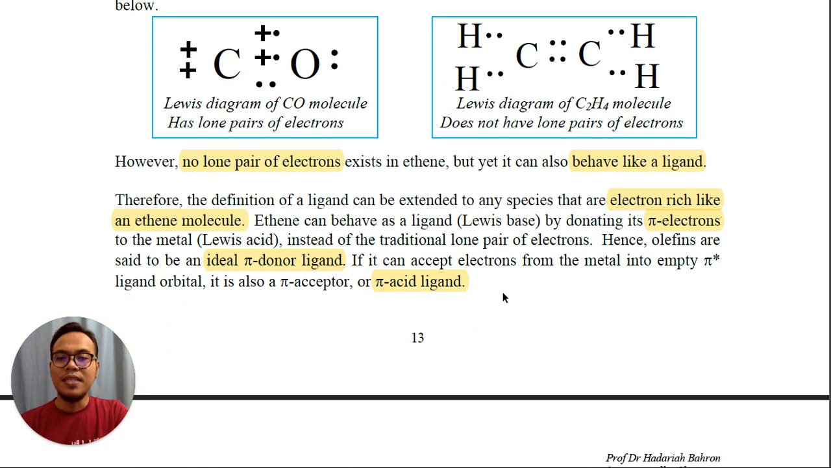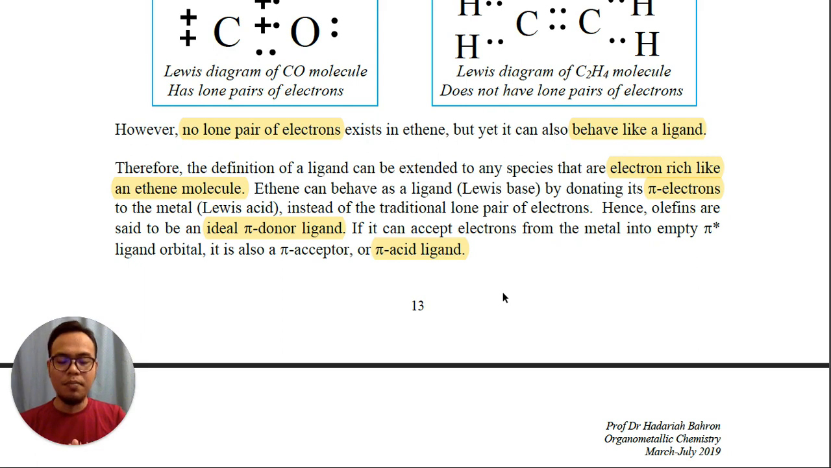Now, olefins can be said to be ideal pi donor ligands. But remember, when your ligand donates the electrons, there is a possibility for electrons to be donated back to the ligand. If this happens, then your olefin can also be said to be a good pi acid ligand, which can accept electrons from the metal. So what do we understand here? Number one, without the presence of a lone pair, olefin can still be considered a ligand, by donating pi electrons to your metal. The ligand in this case is a Lewis base and the metal is a Lewis acid.